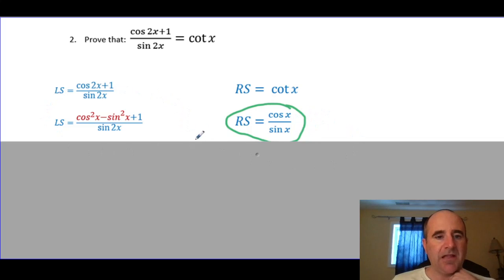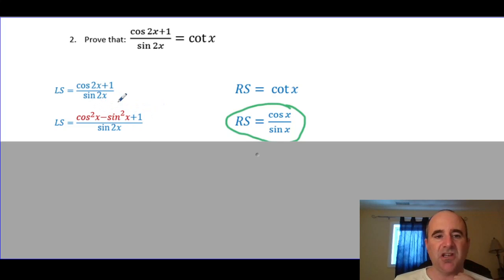Moving over and looking at the left side here, I noticed that in the right side, I have cos x and sin x. I don't have a 2x here. There's no double angle. So the double angles on the left side, I'd like to get rid of those. I started by taking cos 2x and changing it to cos squared x minus sine squared x. Now remember, there are 3 different versions of the double angle identity for cosine. I just chose the first one, just randomly picked it. I've also put it in red so you can see the changes.